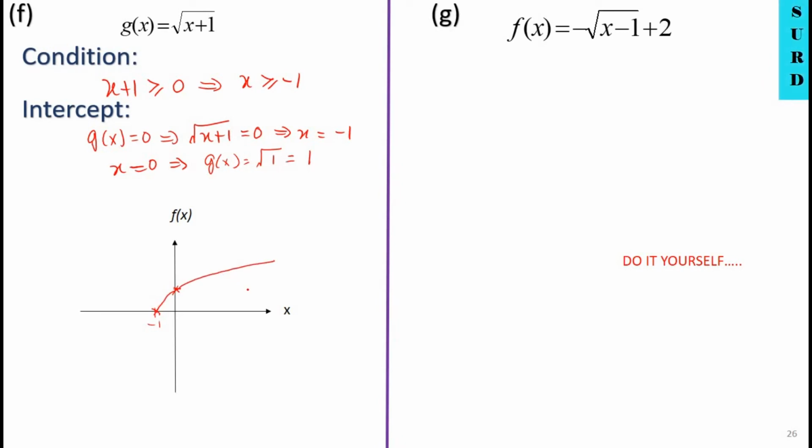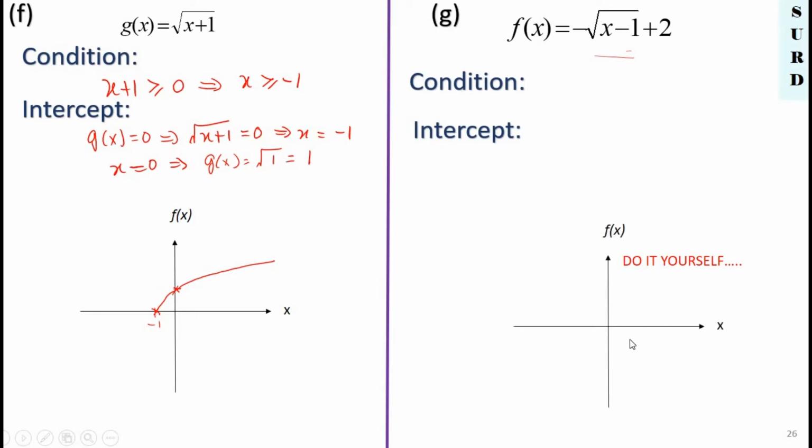Okay, now I leave it to you to sketch the graph of f(x) equal to negative square root of x minus 1 plus 2. You use the same method as before. You must know the condition, you must find the intercept, and then just plot into the graph.